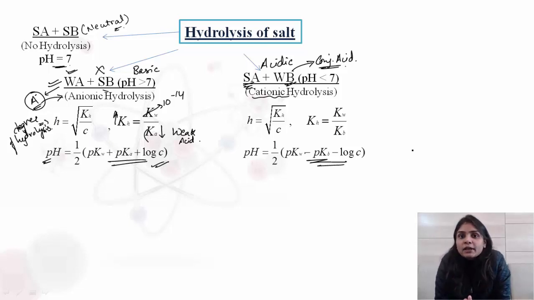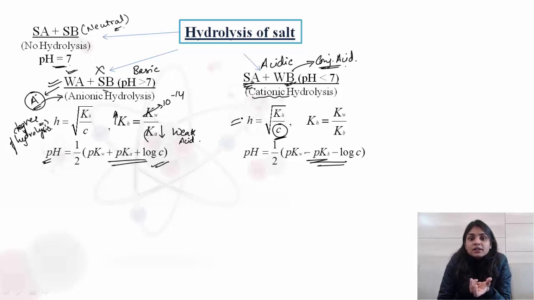The one thing I would like to bring to your notice here is that if you are taking more concentration of salt, if this C is large, that means you are making a concentrated solution, the value of h, the degree of hydrolysis, will decrease. That means there will be lower hydrolysis. So as C increases, hydrolysis will decrease. That means you have to take dilute solutions for hydrolysis.